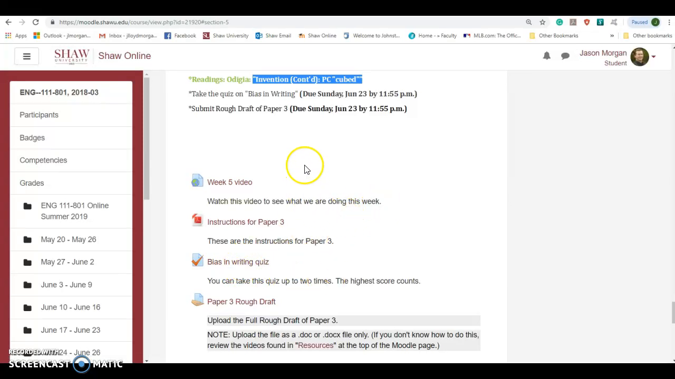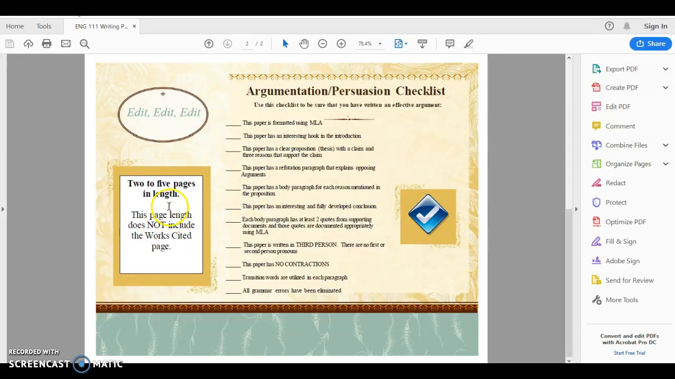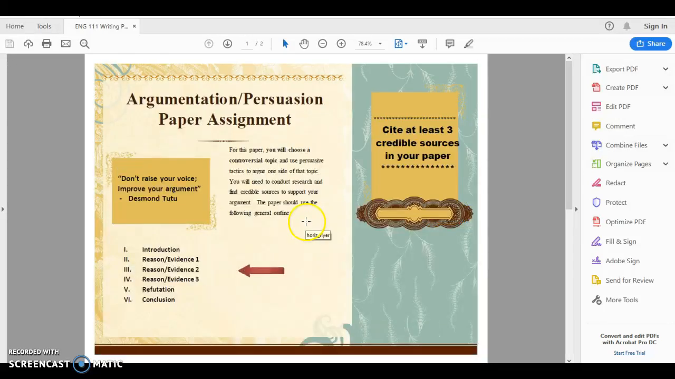So what are we going to do this week? Well, we're going to introduce paper 3. Woohoo, paper 3. Well, guess what paper 3 is? If you're going to say, is it another research paper? Yes, it is another research paper. Basically, it's the same thing. 3 sources, 2 to 5 pages in length. Same exact thing as before.